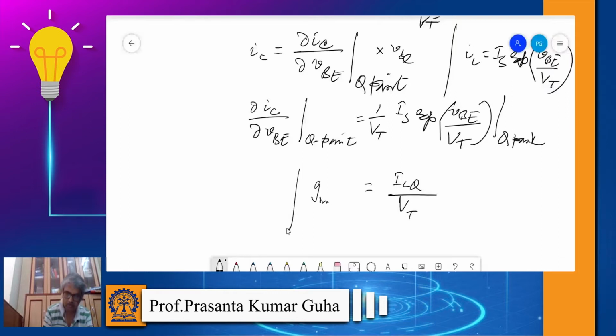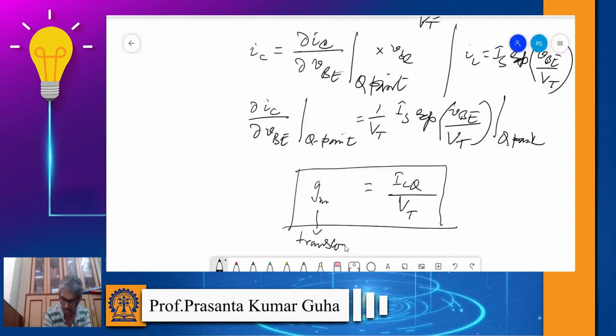So we already know R pi. This is often known as GM. This is transconductance. This is called transconductance. Okay, because this is basically relating change in collector current with respect to change in base emitter voltage. So that is basically transconductance, you see, because we are relating input with output.